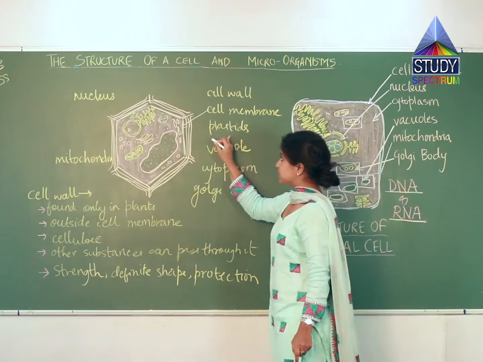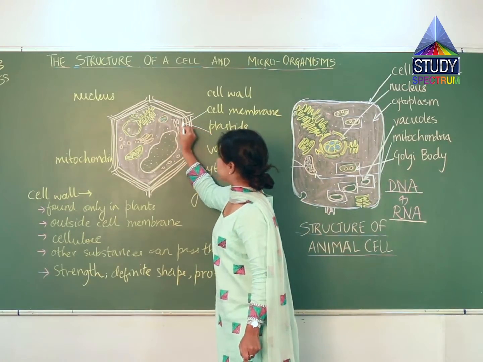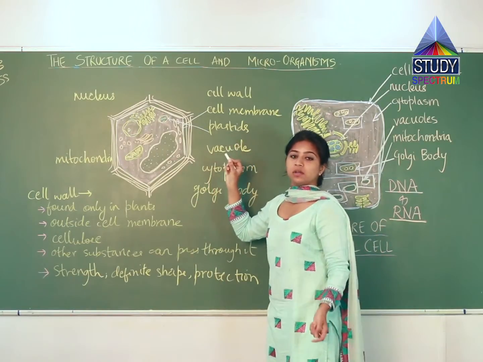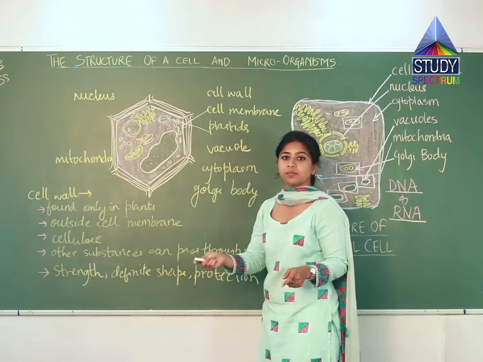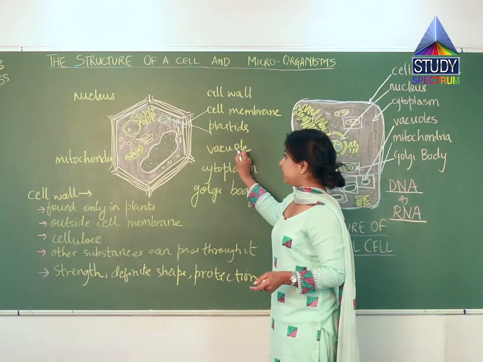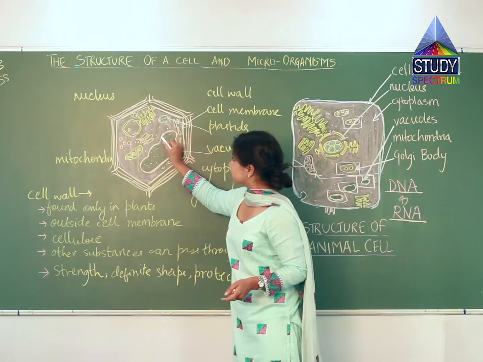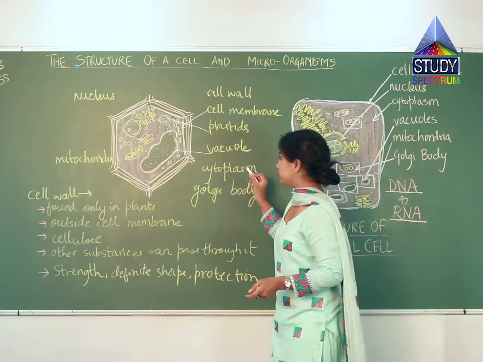Then come the plastids. This structure right over here that you see is the plastid. Now plastid stores pigments like chlorophylls and carotenoids and xanthophyll and other pigments that provide color to the plant. The next one is the vacuole. The vacuole is this organelle right over here, that's the hugest vacuole.